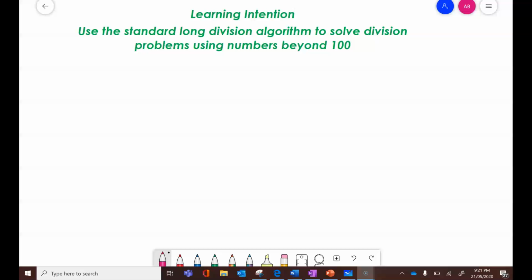Hello mathematicians. Today we are going to use a really quick version of the long division algorithm to solve division problems using numbers that are bigger than 100. Because when our numbers get over 100, they are a little bit tricky to share equally by drawing them or by doing repeated subtraction. So today we're going to look at how we can use the algorithm when there is nothing left over, when there's no remainders. It's very quick and very easy once you learn the steps.